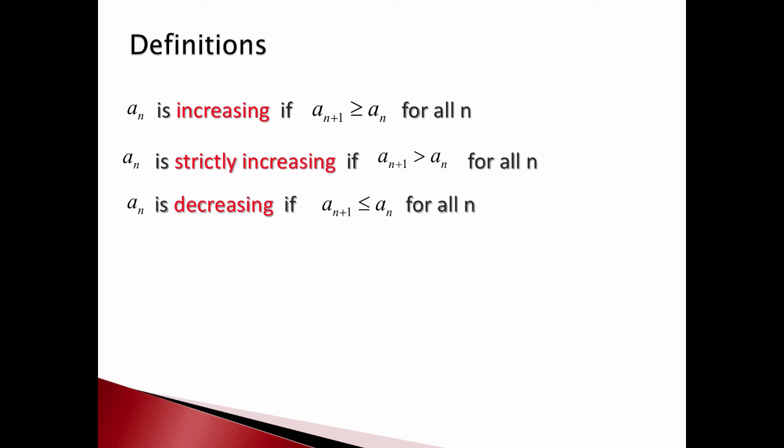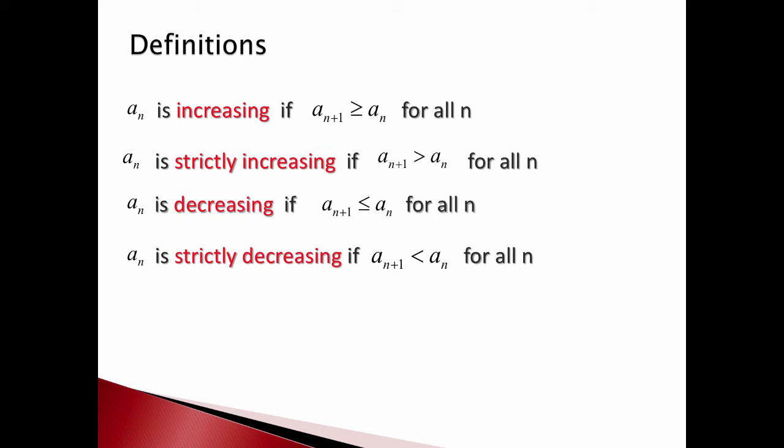So if you have a sequence where the next term is less than or equal to the current term for every n, that would count as decreasing. So it is possible to have a sequence which is both increasing and decreasing, but the only way that can happen is if it were a constant sequence where every term equals the one that comes after it. If I need strictly decreasing, well, I'll do that the same way. Every term has to be definitely smaller than the one that came before.